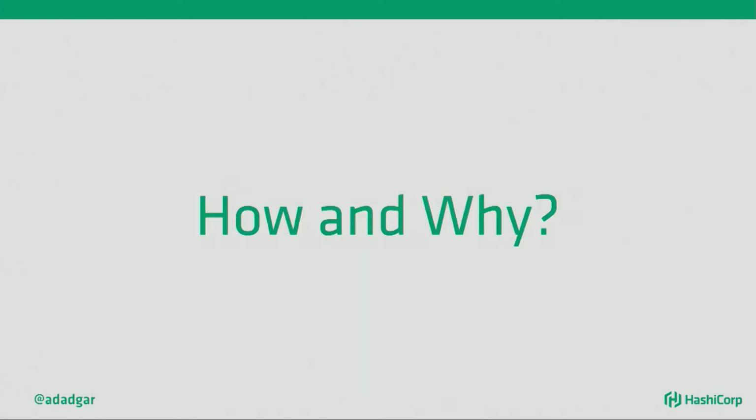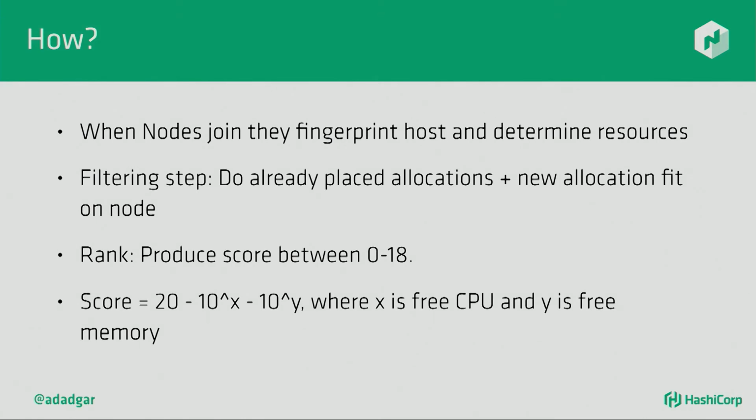So there's 2 questions to really ask: how it gets a higher score and why it gets a higher score. So we'll go through the how first. When a node first joins the cluster, it'll connect to the servers, and what it'll do upon initialization is fingerprint the host. So it'll reach out and detect how many CPUs it has, what clock speed that CPU is, how many gigs of memory it has, etc. It'll go through all of this and then send that information up to the schedulers. So the scheduler has knowledge of every node's overall resources.